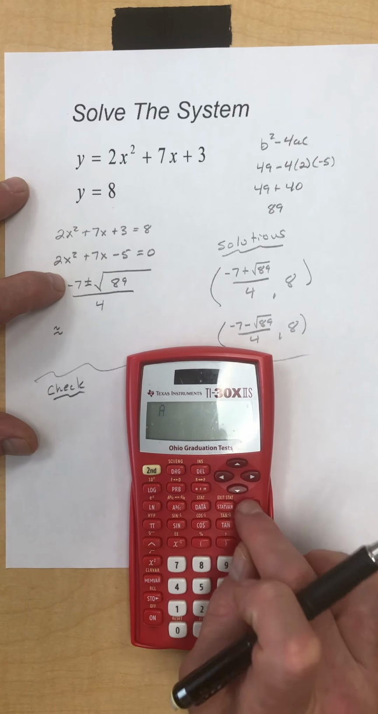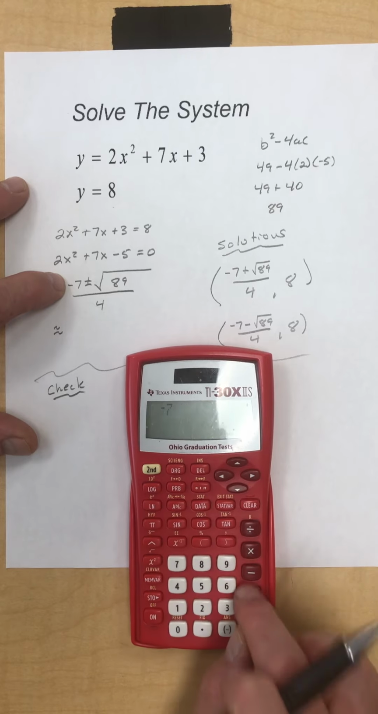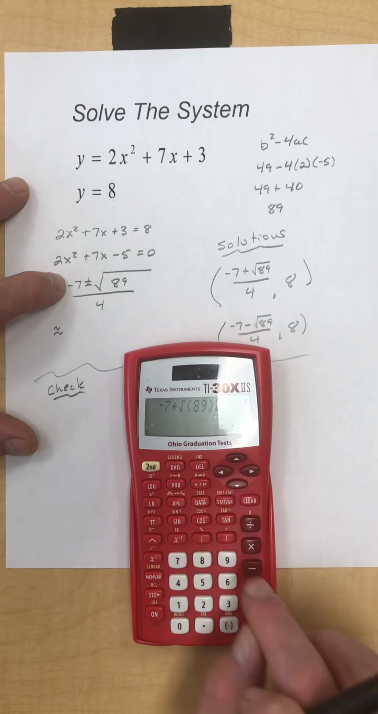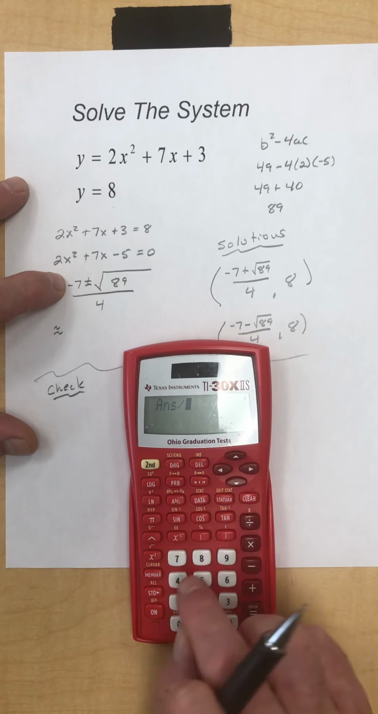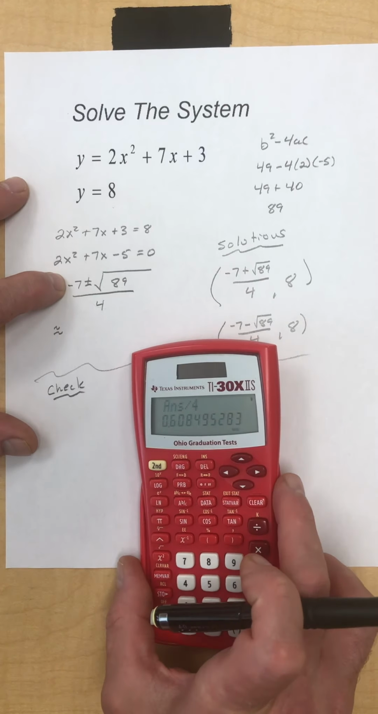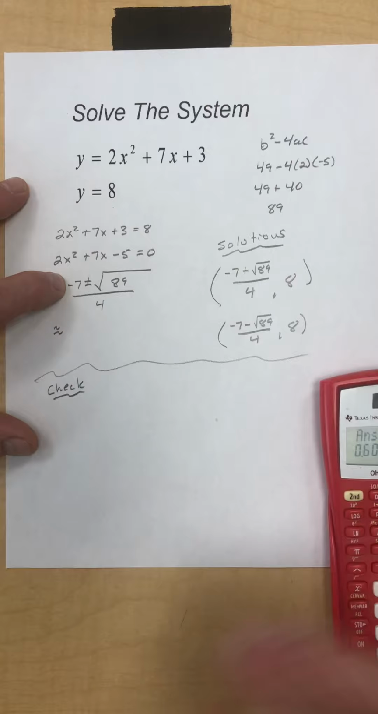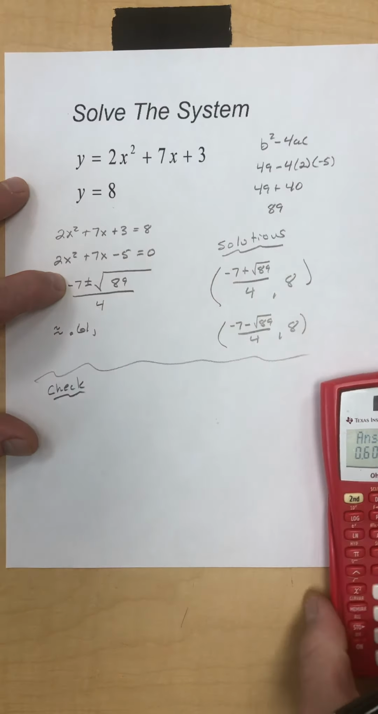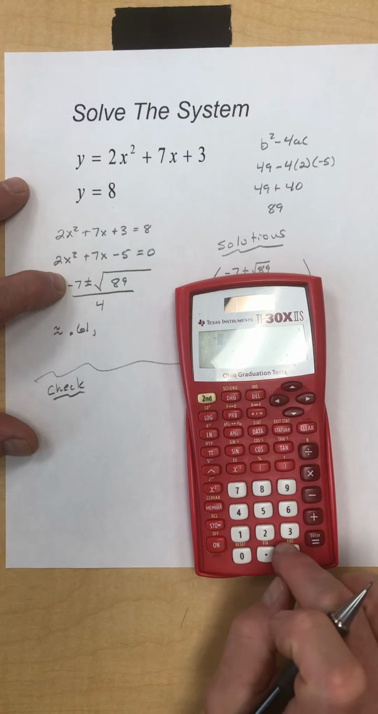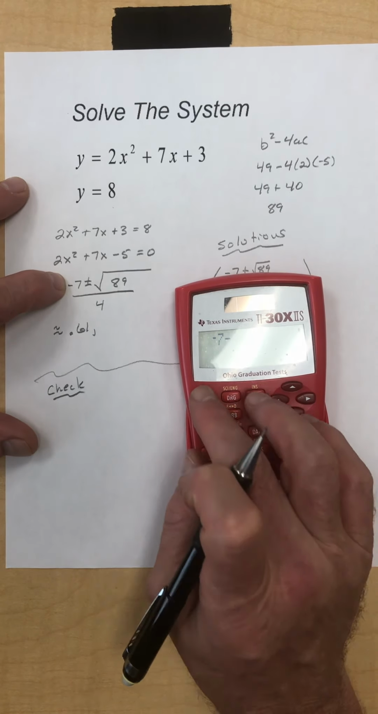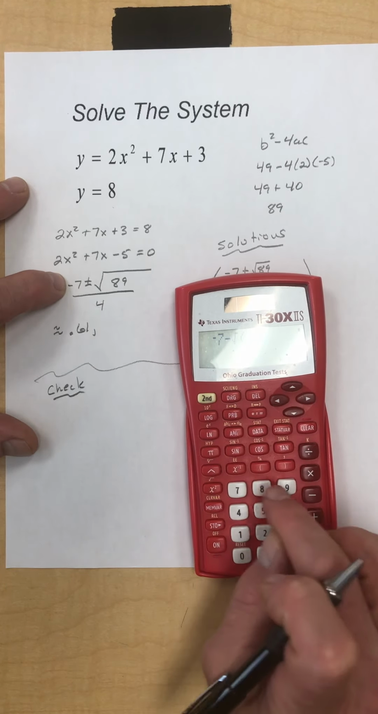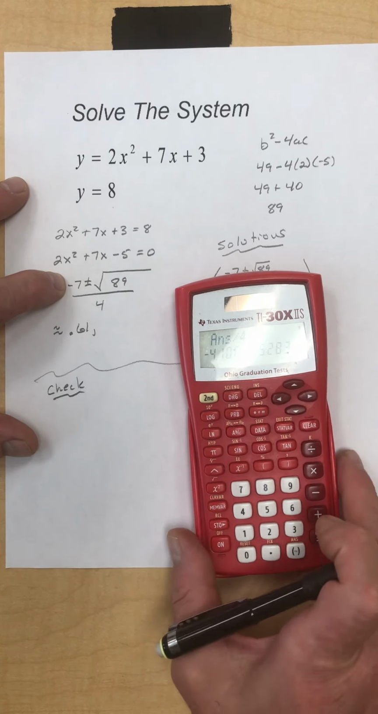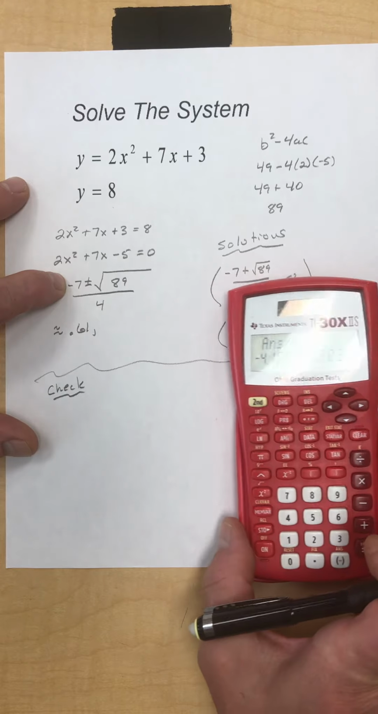All right, so I'd have -7 plus square root of 89, hit enter, and then divide by 4. Okay, so I get roughly about positive 0.61. And then if I go -7 minus square root of 89, and then divide by 4, I get roughly about -4.11.